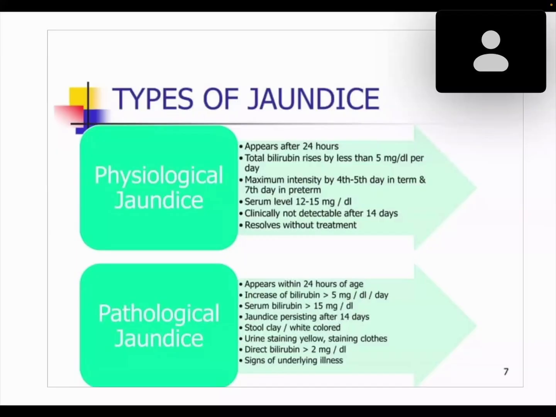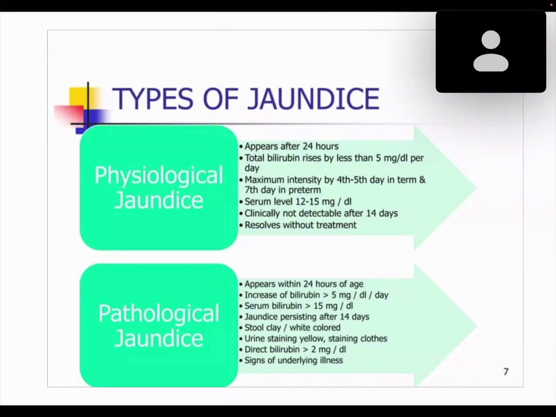And then usually when it gets to the fourth or fifth day of life, for children that are term, then we get to the peak, and however by the 7th day, you notice that this jaundice value starts dropping, and the serum level never exceeds 12 to 15 milligram. And then after 14 days, clinically, it's not detected, and usually resolved without treatment.